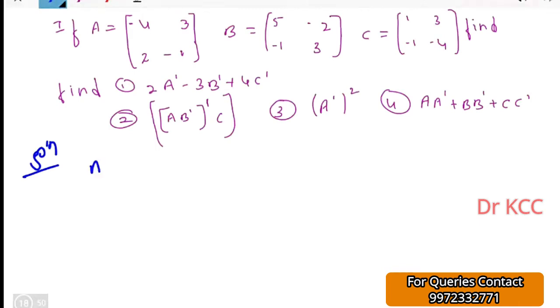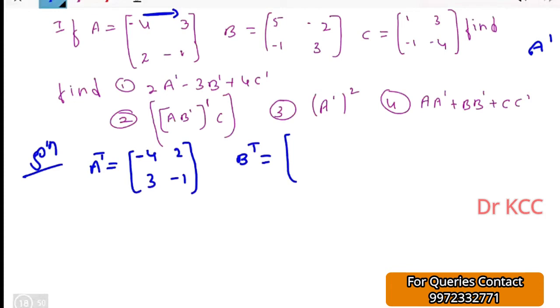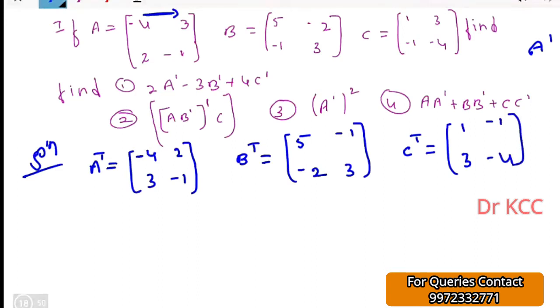What is A transpose now? See, you can write it as A dash or A transpose, whichever way is convenient to you. Now, what is A transpose? Look, this is a row, change this to a column: -4, 3, 2, -1. This is A transpose. Similarly, what is B transpose? B transpose is equal to 5, -2, -1, 3. I'm changing rows into columns. Similarly, what is C transpose? C transpose is 1, 3, -1, -4. Done.